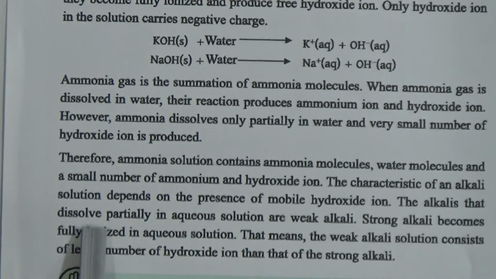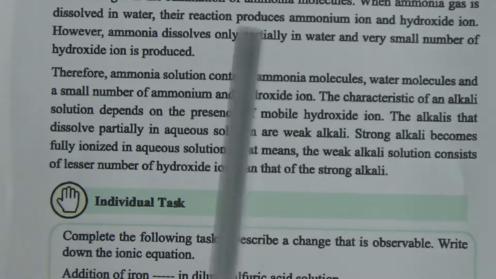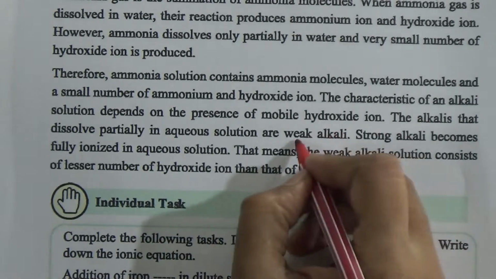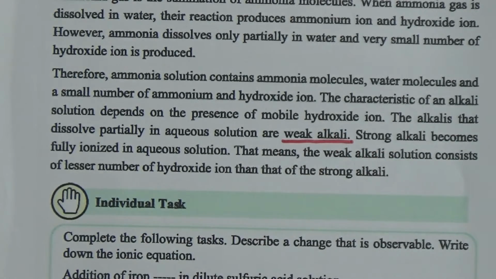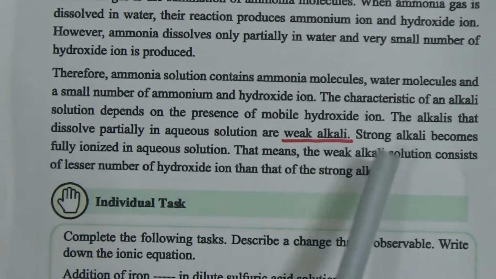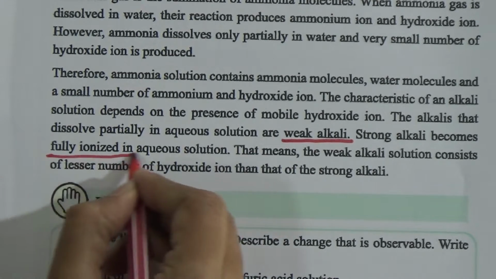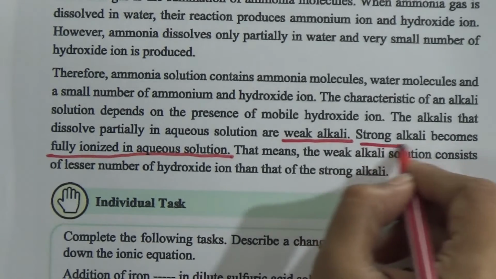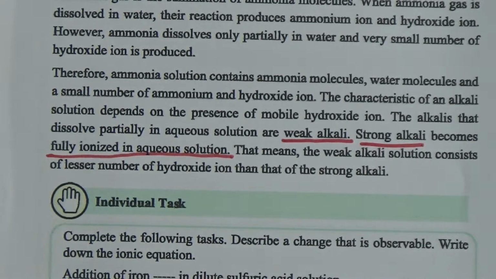That means alkalis that dissolve partially in aqueous solution are weak alkalis. Like the weak acid, the weak alkali dissolves partially in the water solution, but strong alkali becomes fully ionized in aqueous solution, and that is a very important characteristic of the base. That means a weak alkali solution consists of a lesser number of hydroxide ions than that of the strong alkali.